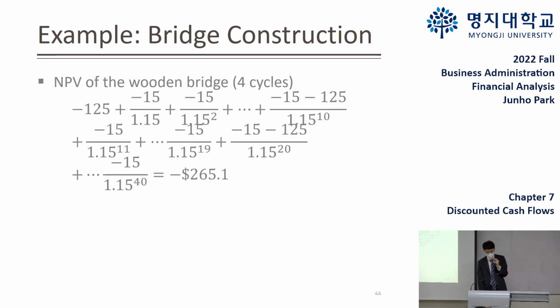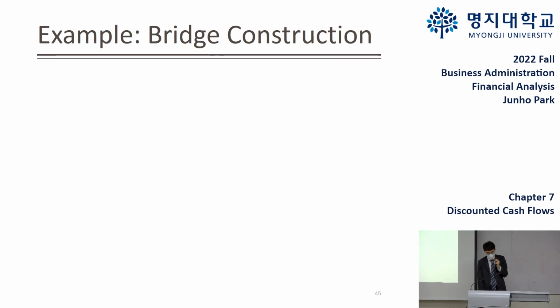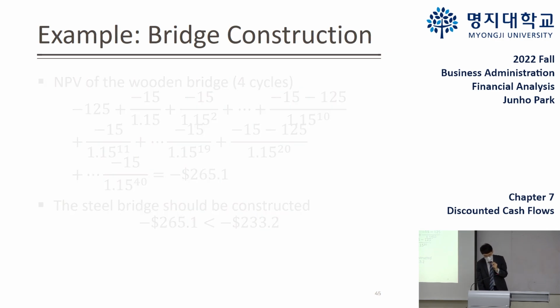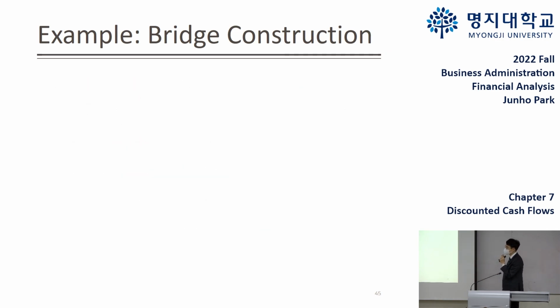And our conclusion was that if we consider the total cost to be paid for the 40 years, then the steel bridge is cheaper, so we have to choose the steel bridge instead of the wooden bridge. And today, we will discuss another method to solve this problem.